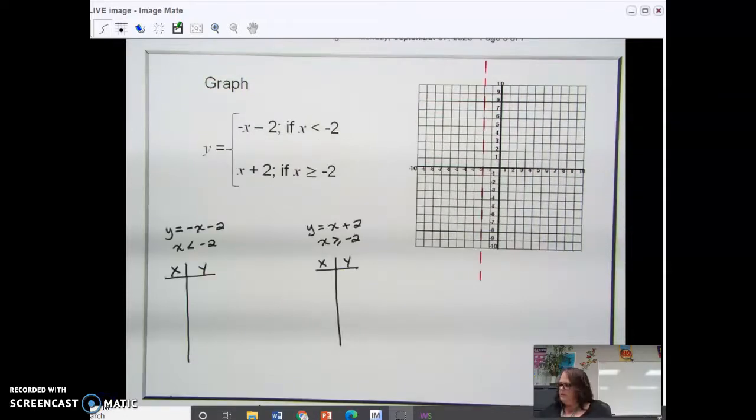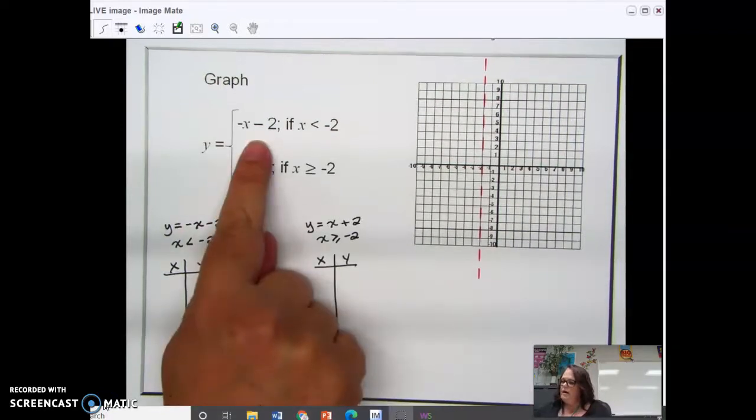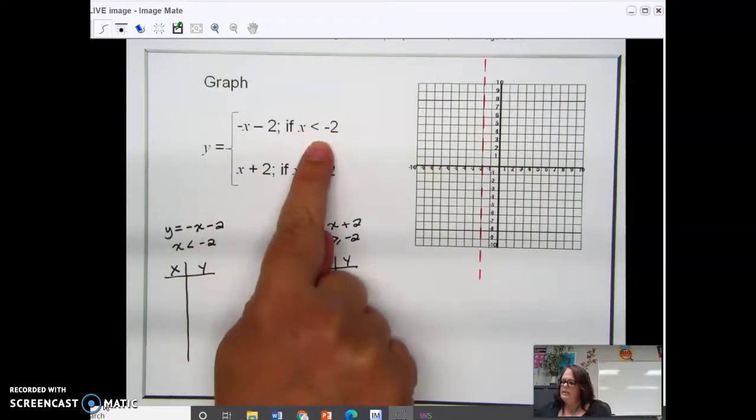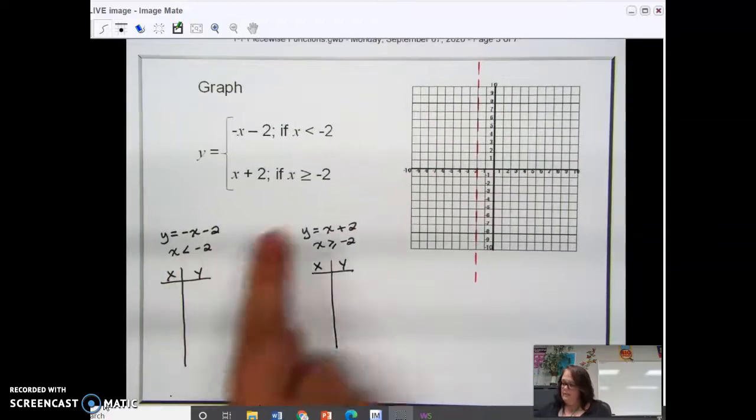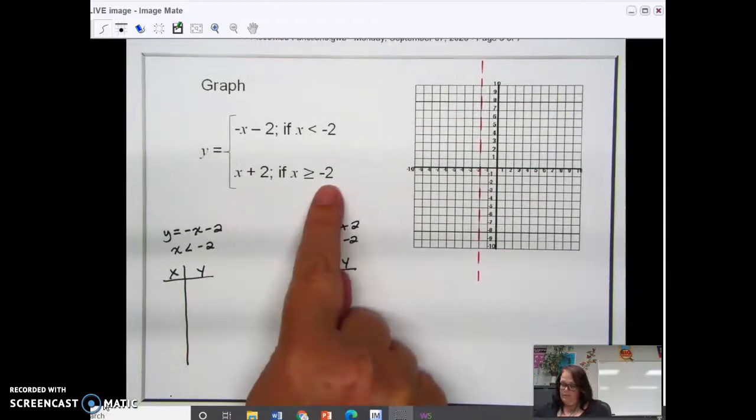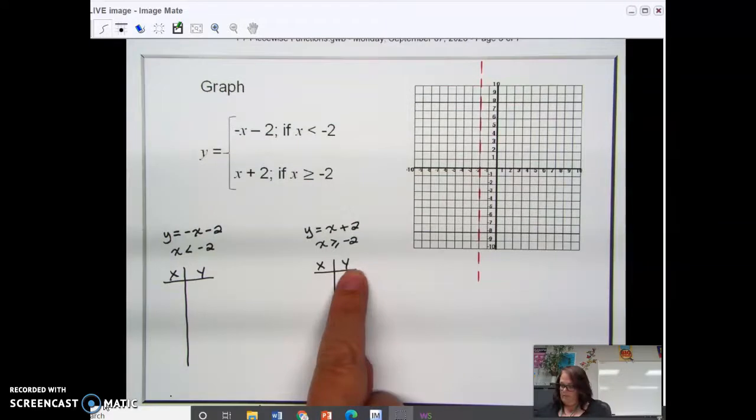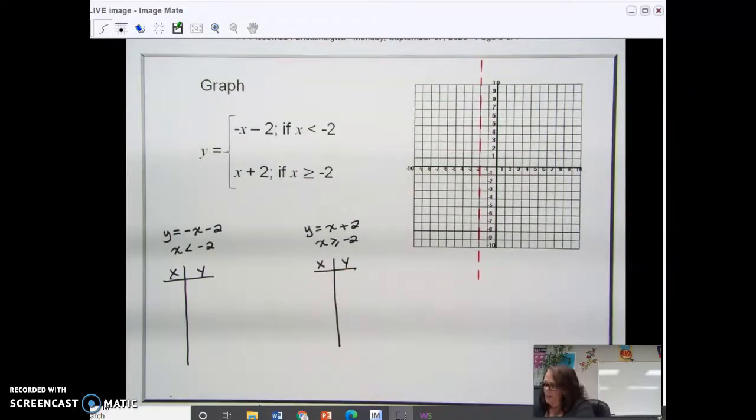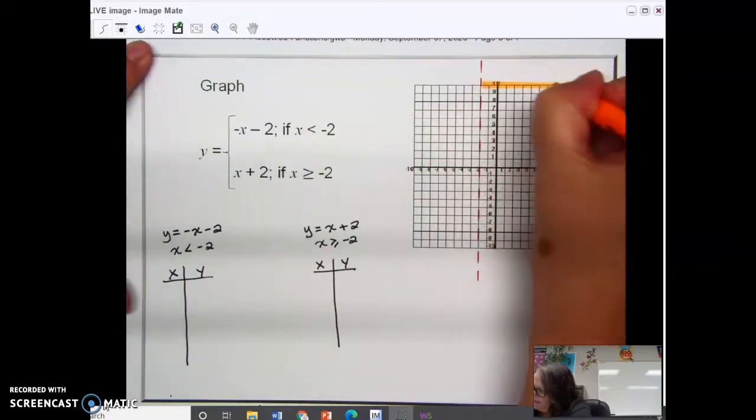All right, to save a little bit of time, I went ahead and did a little bit of work. So this top equation is when x is less than -2, so I put this on the left. And this bottom equation is when x is greater than or equal to -2, so I put this on the right. And I split up my graph at x is equal to -2.